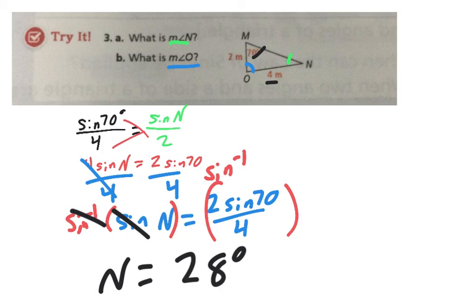So now I know two angles. I know M is 70, N is 28. So I can find the third angle, O, by subtracting from 180. 180 minus 28 minus 70 gives me a missing angle. No, I'm wrong. Angle N, let me label it up there. We found angle N was 28 degrees, so let's get that labeled. So now I'm looking for angle O, and I've already done the math. Angle O must be 82 degrees.